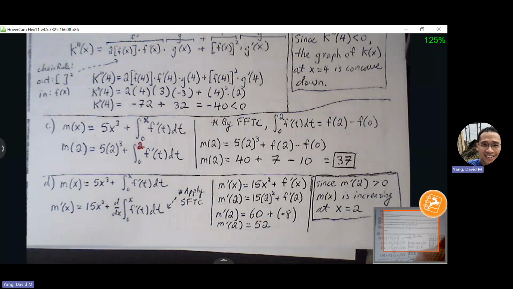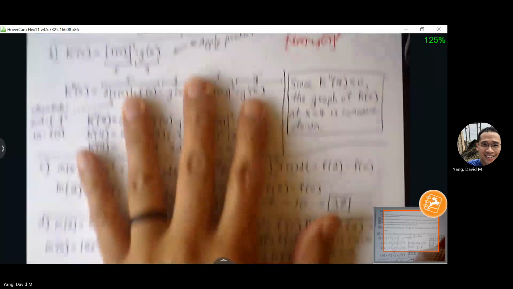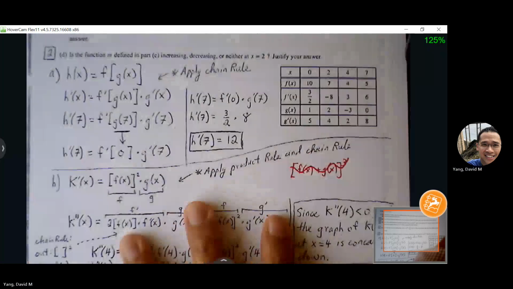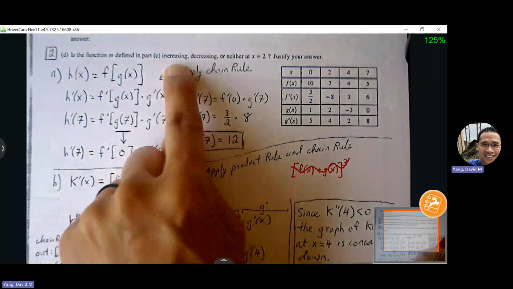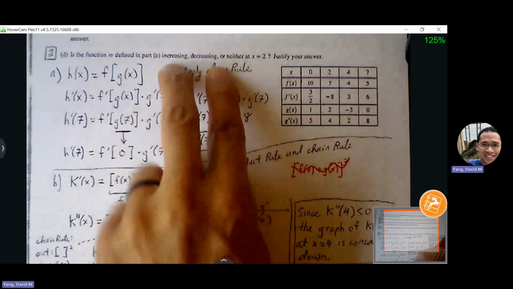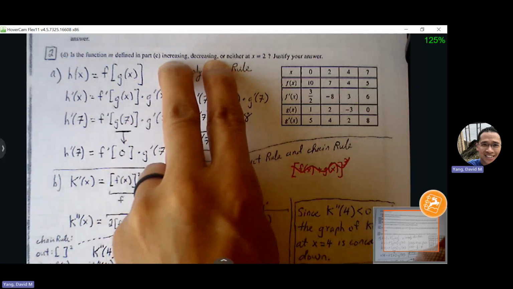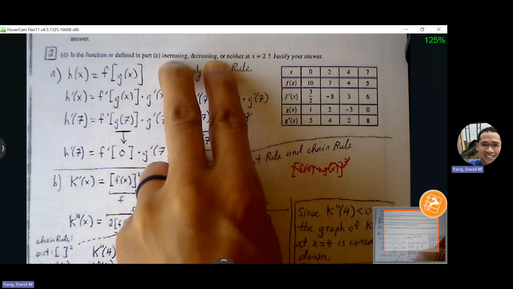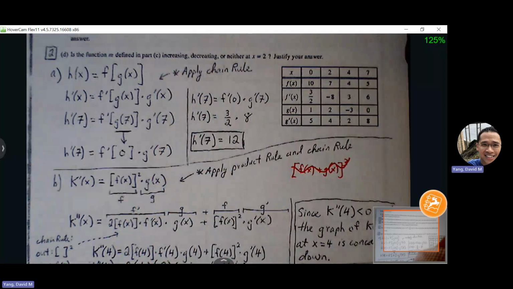And part D says, is the function m defined increasing, decreasing, or neither? So anytime I want to find information about increasing, decreasing, that's referring to slope. And slope is referring to the first derivative. So I have to build my first derivative.